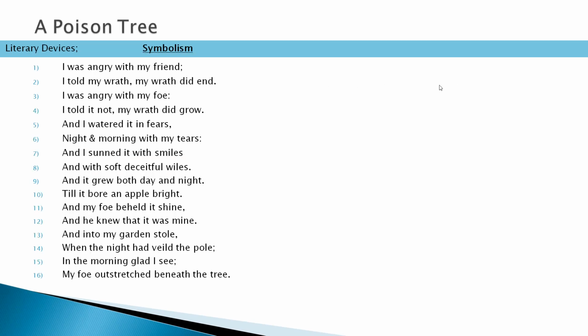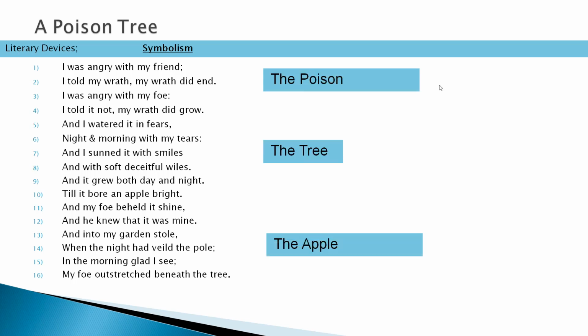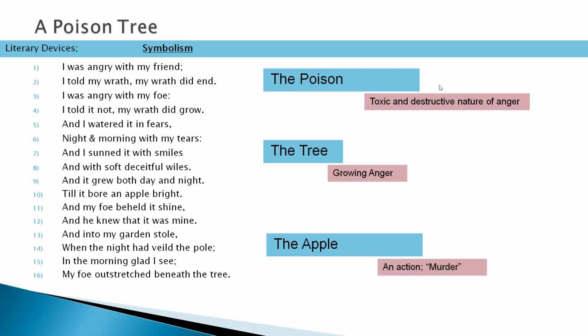So let's discuss symbolism, another literary device, and how Blake has used it in his poem A Poison Tree. William Blake's A Poison Tree basically uses three symbols: the poison, the tree, and the apple. The poison symbolizes the toxic and destructive nature of anger. The tree represents the growing anger in the speaker's heart against his enemy, and the apple represents the fruit of that anger, an action in the poem, that is murder.